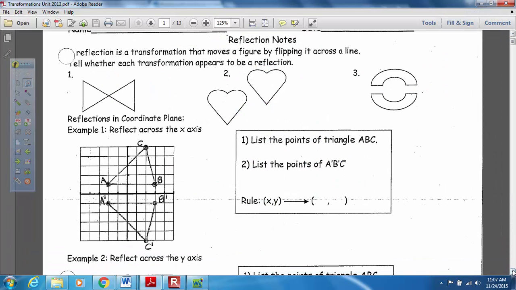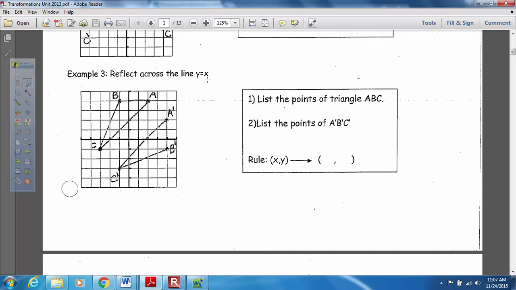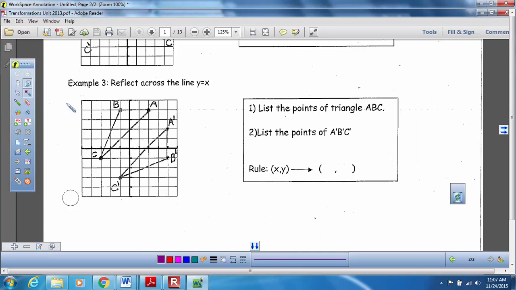So let's talk about if we were reflecting over the y equals x axis. This one looks a little bit different. In this one, if we list our points here, our A is 2, 4. Our B is -1, 4. And our C is -3, -1.